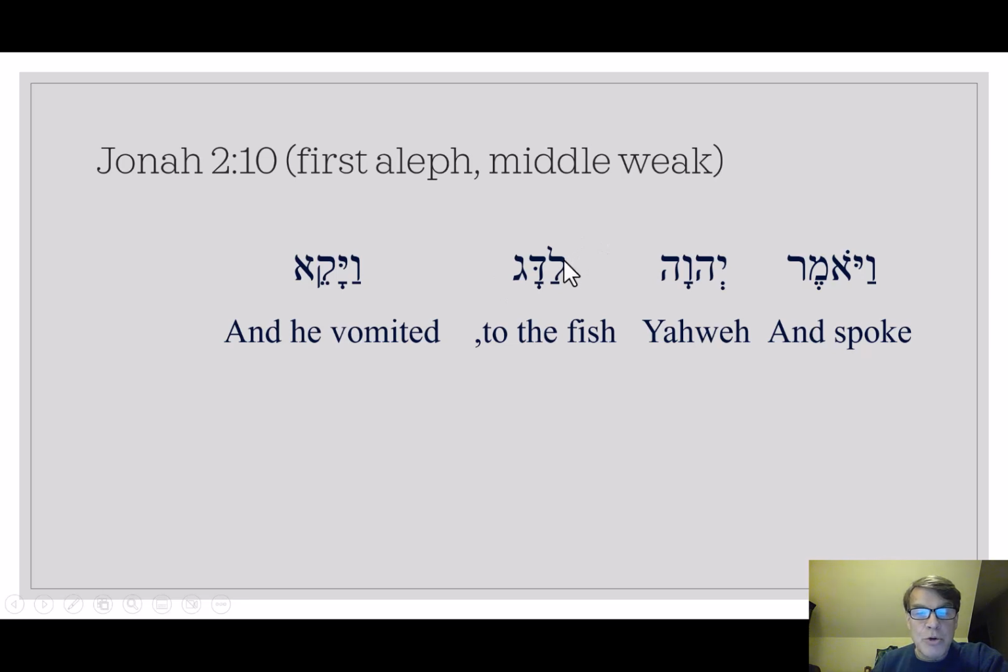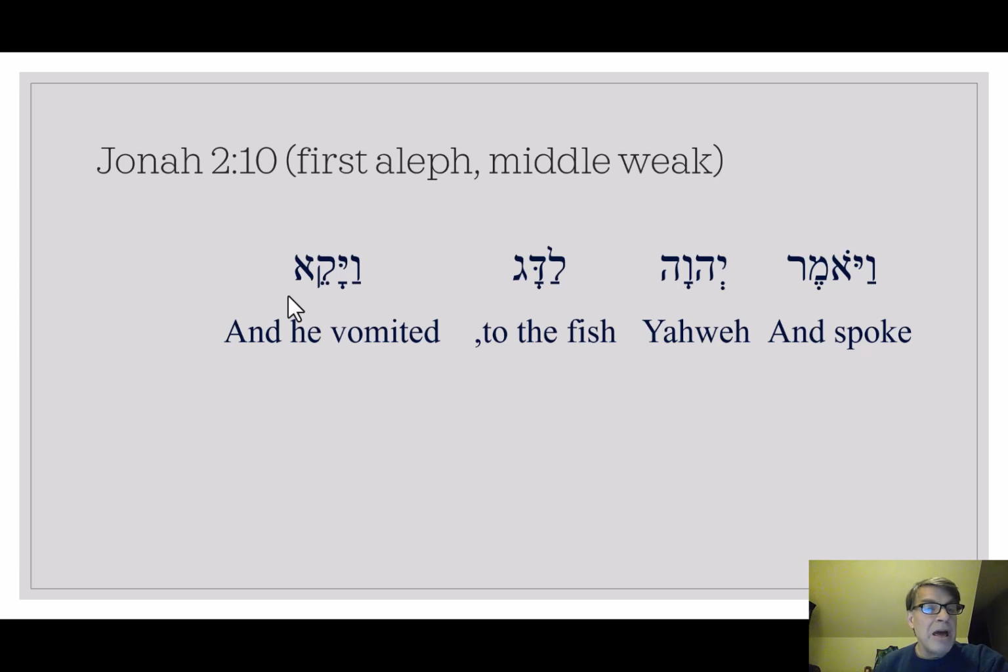So, to the fish. And then what are we thinking about this? Well, we have a vav, patach, doubling. It is a converted imperfect. Yod, it is a third masculine singular imperfect. What is this word here? Well, the word is actually, if I remember correctly, qof, yod, aleph.